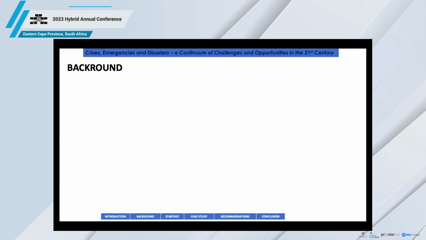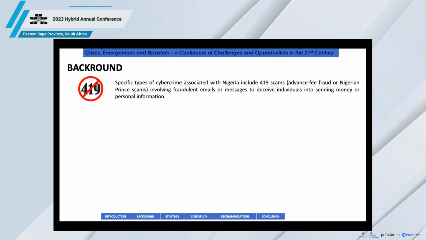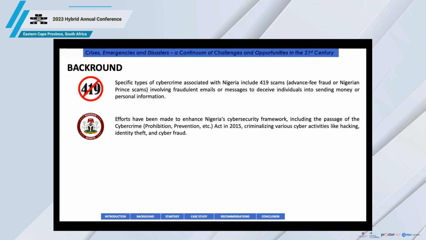attack these infrastructure. So again, there's something that we call in Nigeria the 419 scams, which is basically an advanced fee fraud, or the Nigerian Prince scam, as I mentioned earlier. So normally, it involves fraudulent emails or messages in order to deceive your targets or individuals, to send you money and then you won't give that particular service in exchange. So that is what we term the 419 scam.